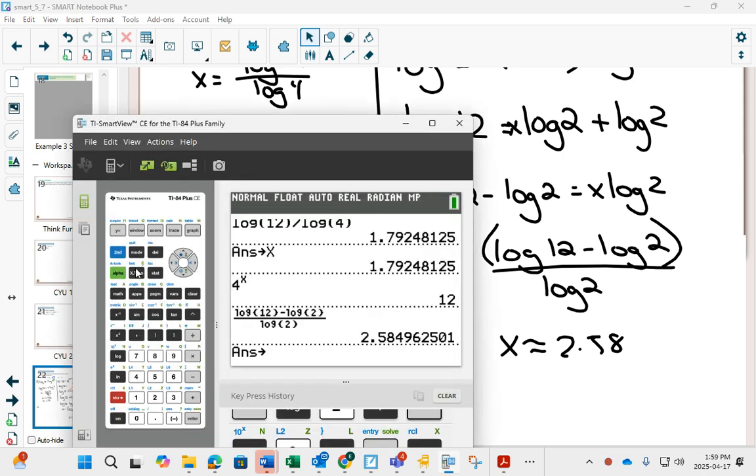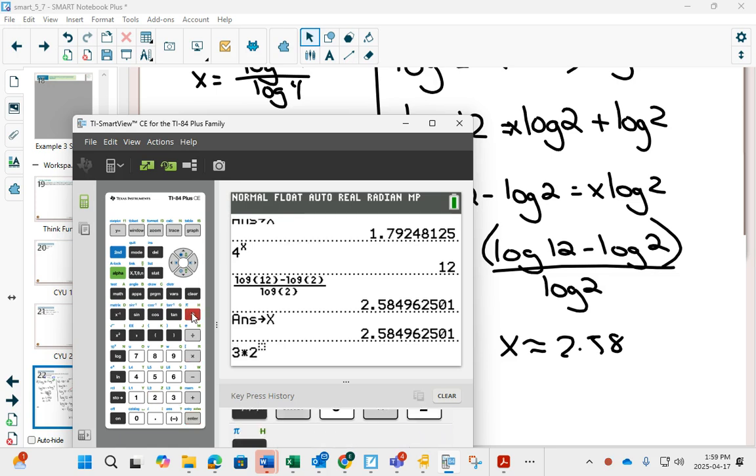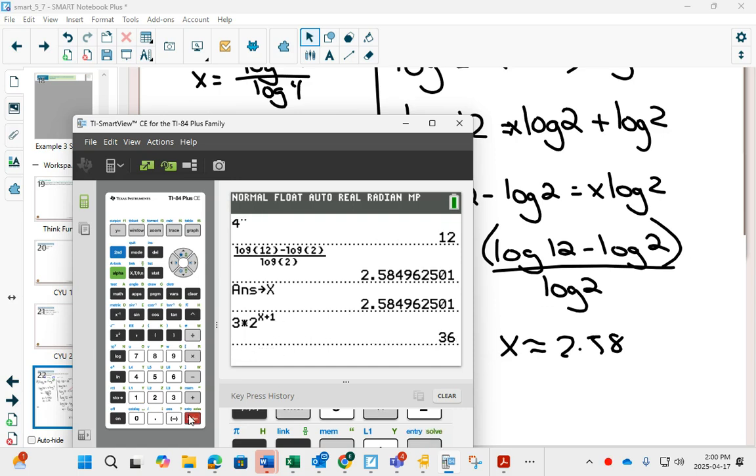And now I'm going to check if that actually works. So I store it as x. My original equation was 3 times 2 to the x plus 1. If this is equal to 36, I'm happy. Yes.